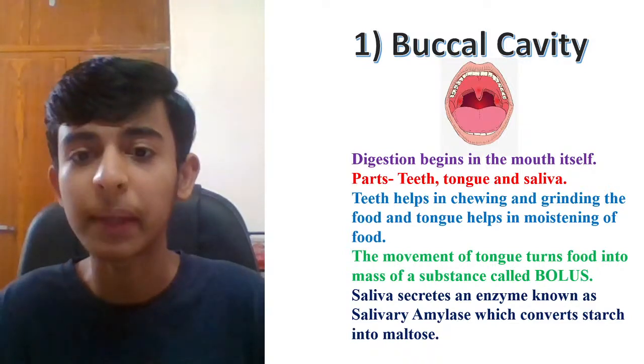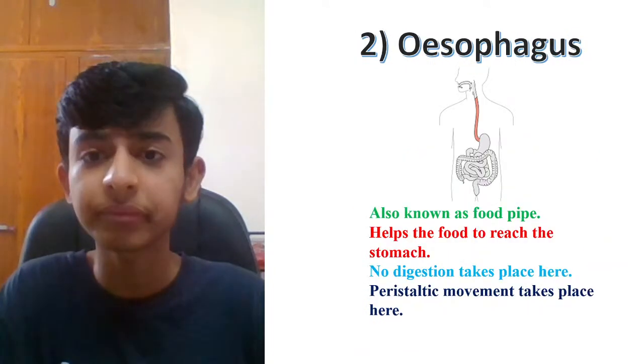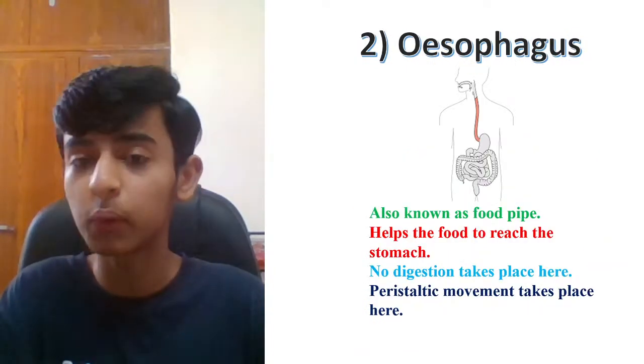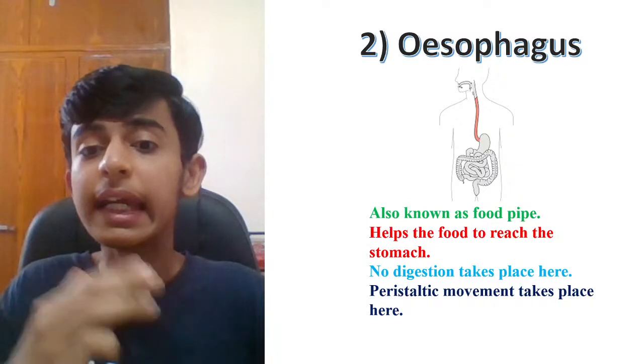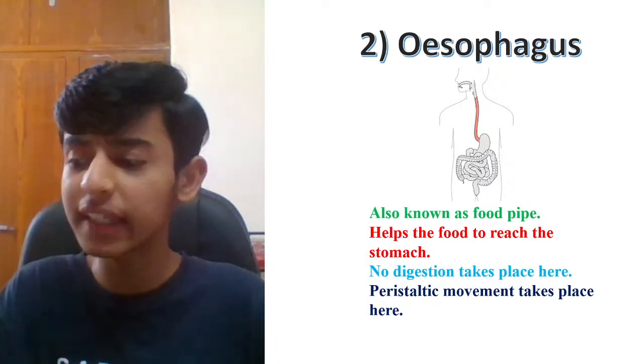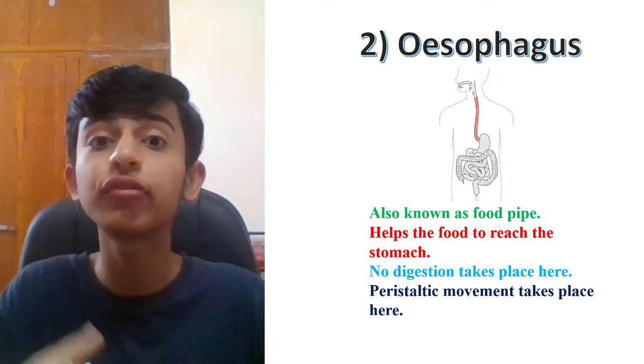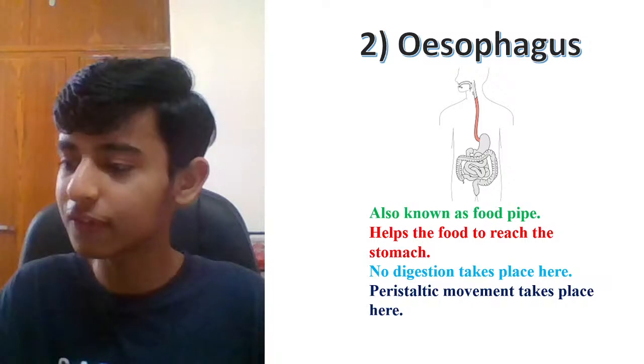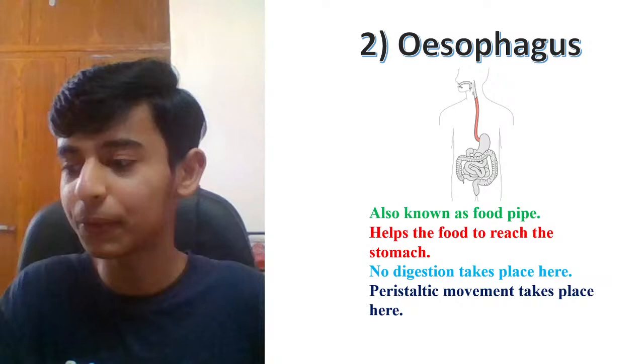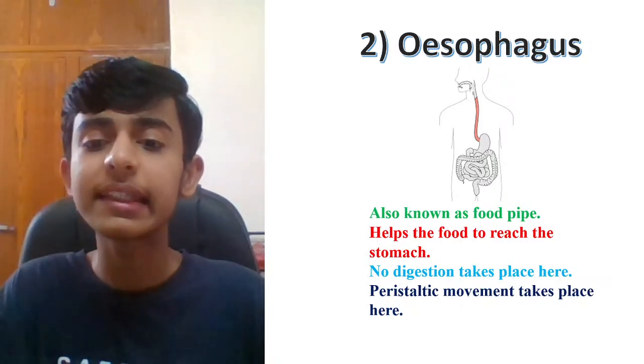Okay, so moving on. After the mouth, the food reaches the esophagus. The esophagus is the food pipe. Nothing very new, you've already done this. So what happens here in the esophagus?